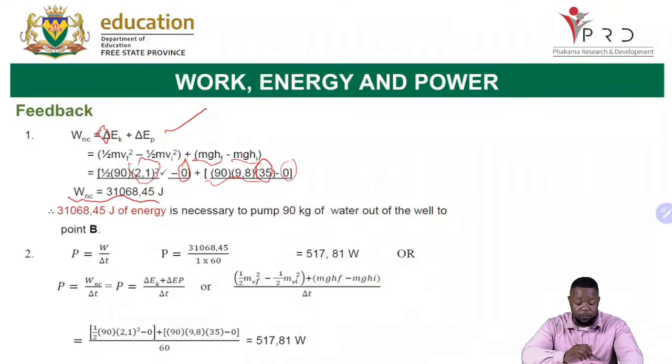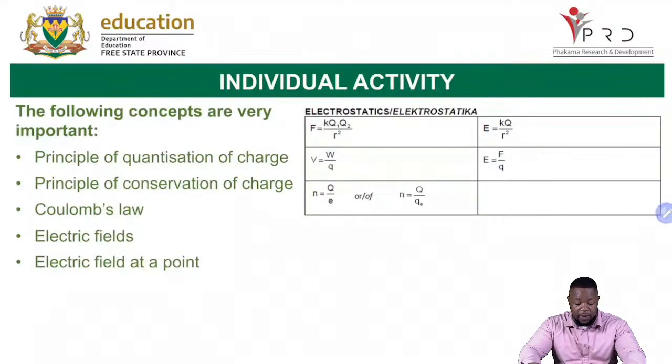And then we are able to calculate the energy as 31068,45 joules. Now, once the energy is calculated, it's going to be very easy for us to calculate the power because we're going to divide by the time that is given in seconds. And then we are able to tell that the power of this motor is 517,81 watts.